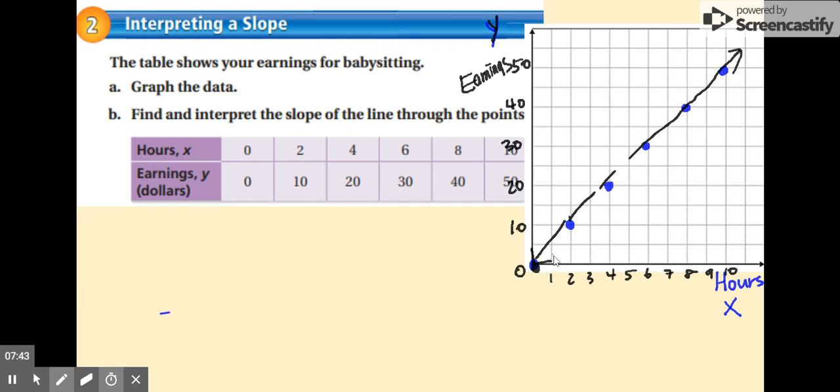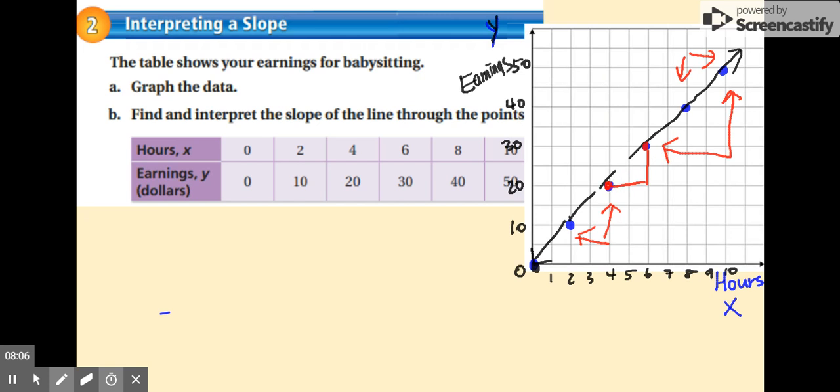You guys see that the earnings and the number of hours are proportional because the line passes through the origin, right? And we need to find the slope. You can just pick any 2 points. I'm going to choose these 2 points because they tilt the same way. You can pick these 2, or these 2, or these 2. They don't need to be right next to each other. Then the result will be the same, okay?